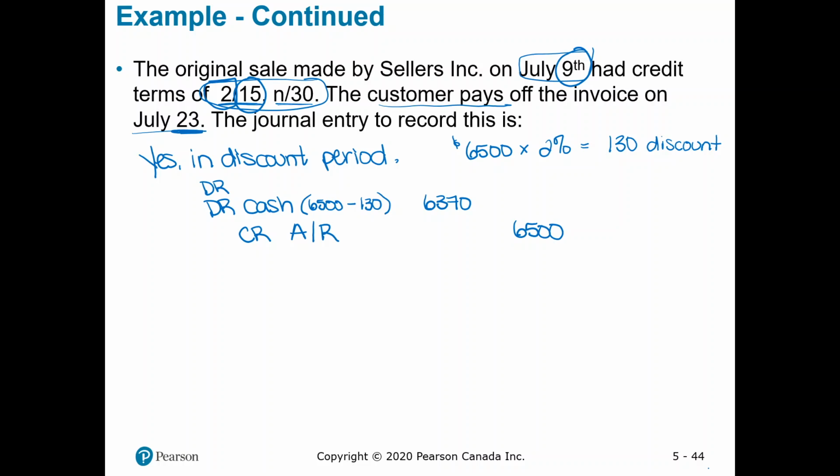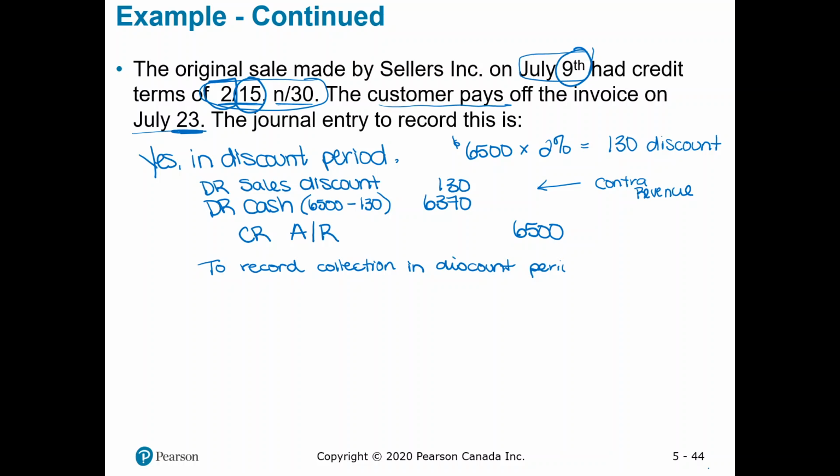So we need our debits to equal our credits. So we still need a debit here. And we know it goes into this new contra account. So the amount that we're actually earning is getting reduced. So we debit sales discounts for the $130. And this is the contra revenue account. So that would be shown as a reduction to our sales revenue to get to the net amount. So we would say, to record collection in discount period. Okay, well that is a look at how we do that.